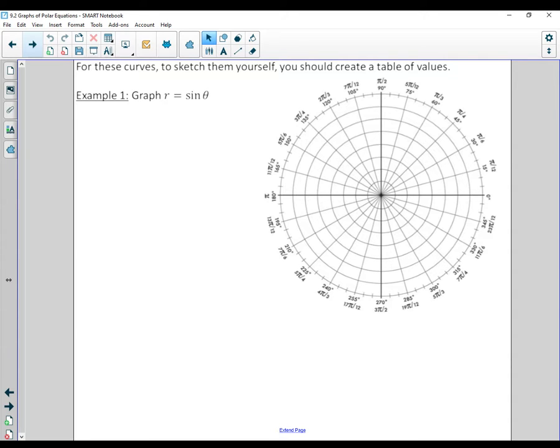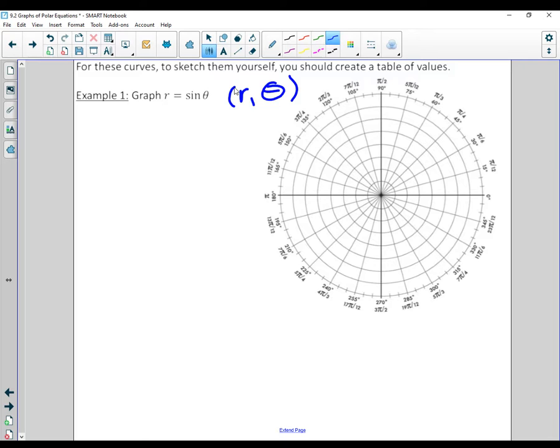So, we should create a table of values. But we are in polar coordinates, which are not x and y, but they are r and theta. And now this time one of them isn't just whatever, but they depend on what the other one is, right? So when we put in a specific r, we're going to get a specific theta. When we put in a specific theta, we're going to get a specific r.